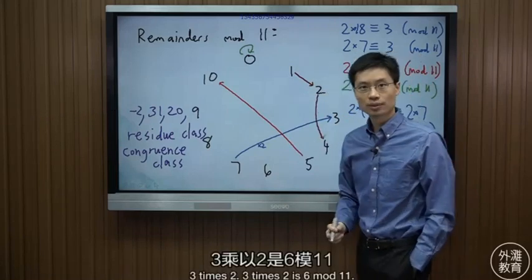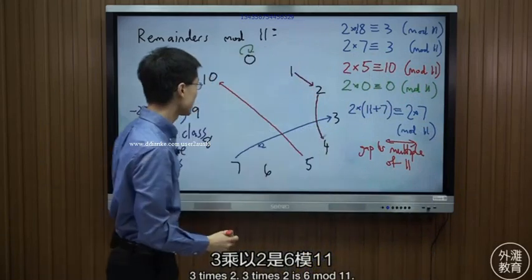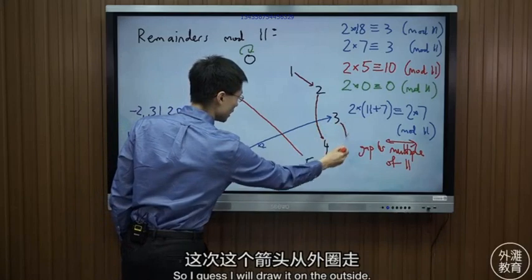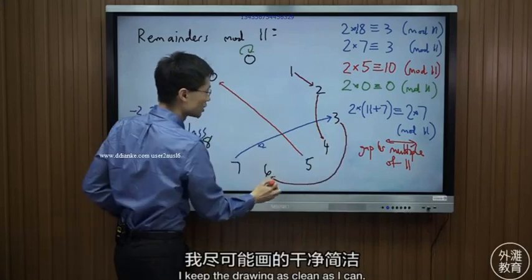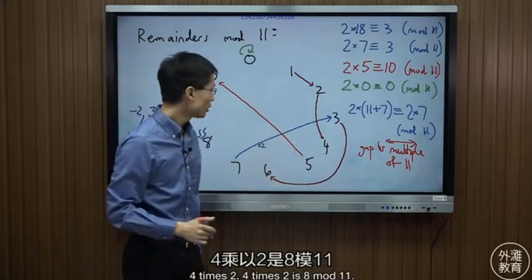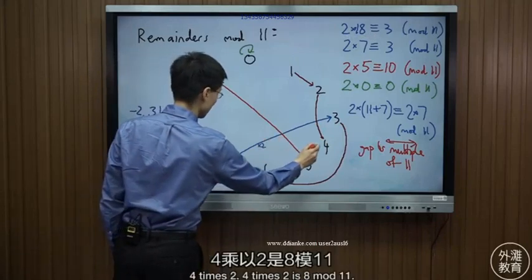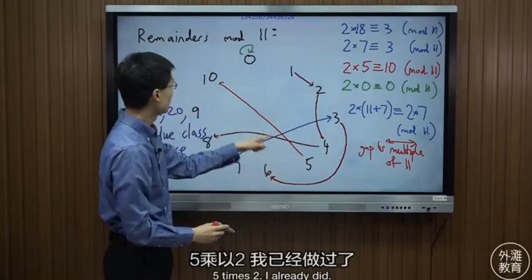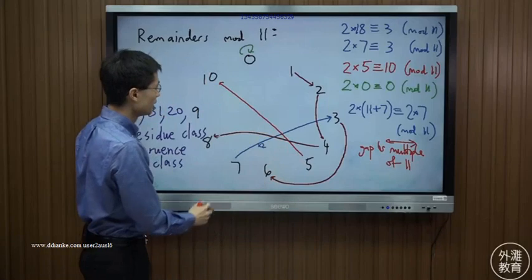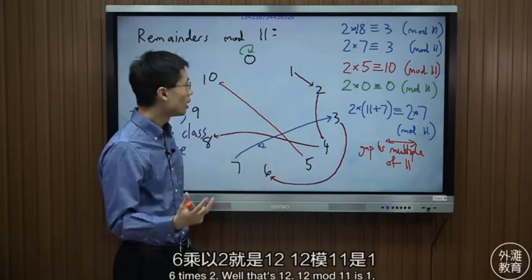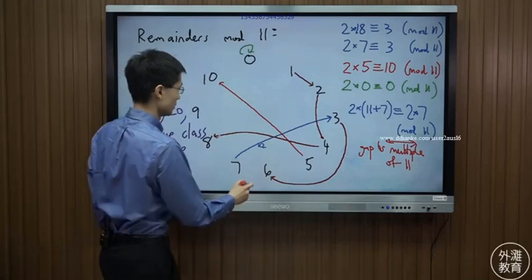3 times 2. 3 times 2 is 6 mod 11. So I guess I'll draw it on the outside just to keep the drawing as clean as I can. 4 times 2 is 8 mod 11. 5 times 2, I already did. It's 10. 6 times 2, now that's 12. 12 mod 11 is 1.